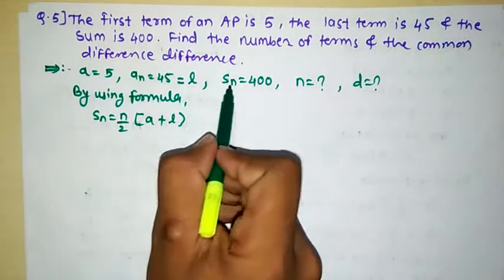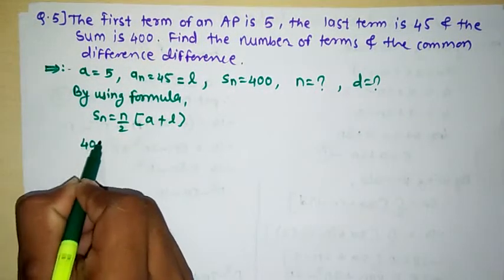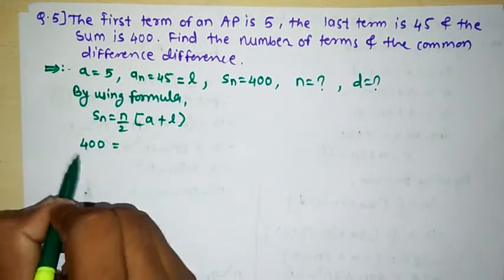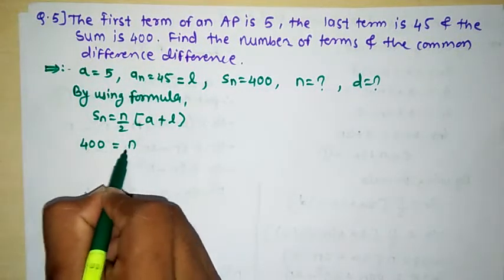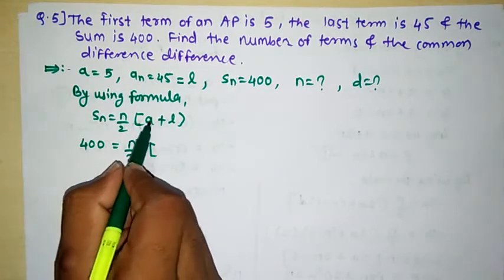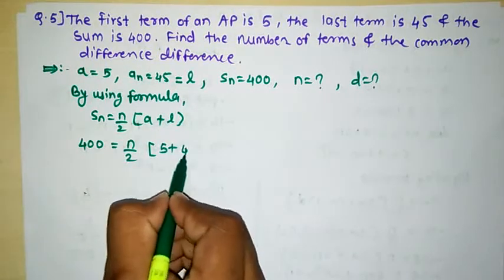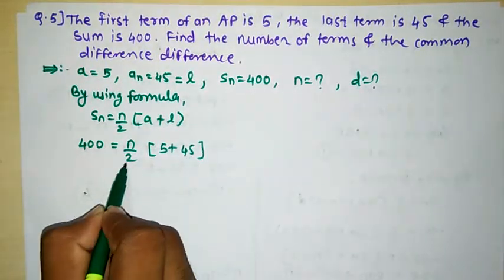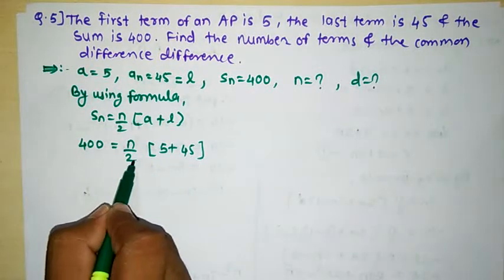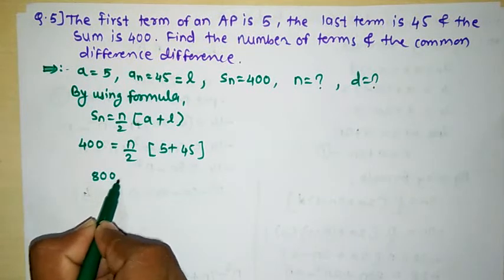Sn is equal to 400. Put as it is here. Sn is equal to 400, n by 2. n we don't know, we have to find that only. n by 2 as it is. a, what is the a here? a is 5 plus last term. What is last term? That is 45. Now send this 2 towards left hand side. It will become 400 into 2, which is equal to 800.